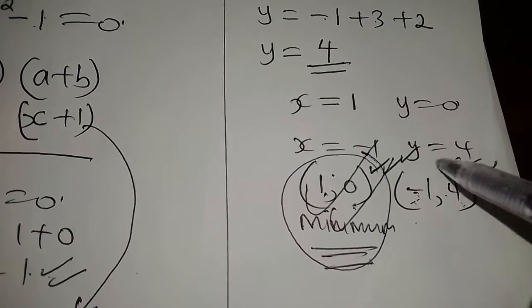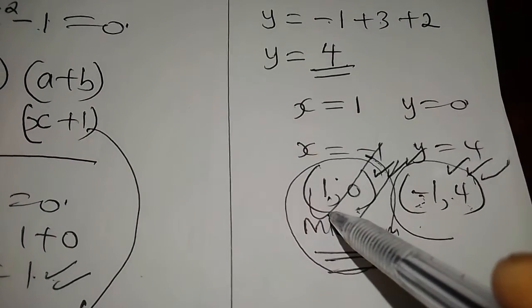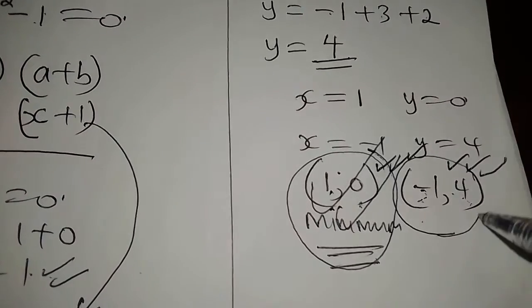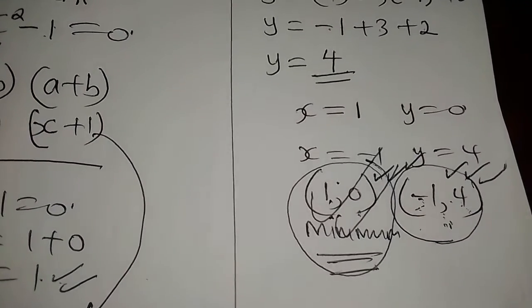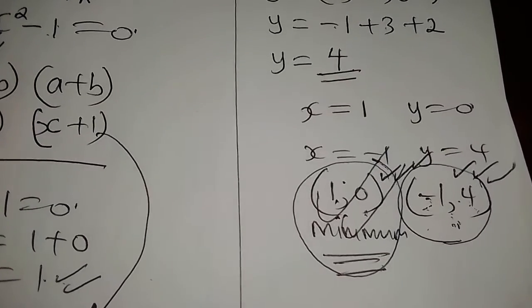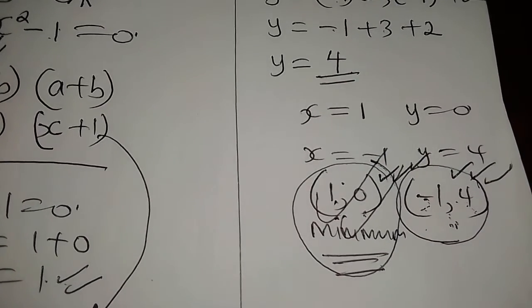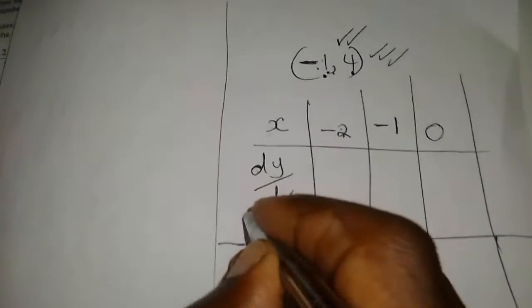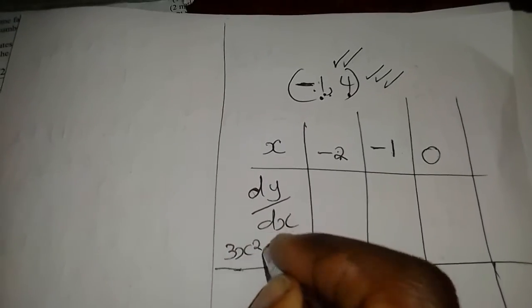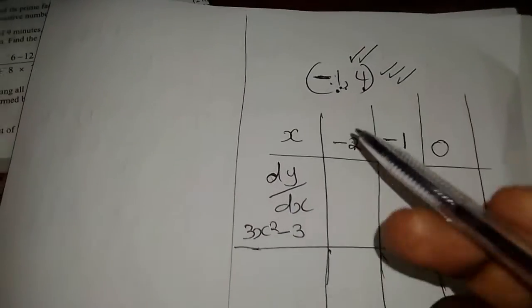So how do I tell that this is the maximum? Because if this is the minimum, then obviously this one can become the maximum turning point of the curve. So let me see. Is it going to be the maximum or again the minimum, or a point of inflection? Increasing point of inflection or decreasing point of inflection? So I'll come here and write the dy/dx as 3x squared minus 3. So I'll come and replace.